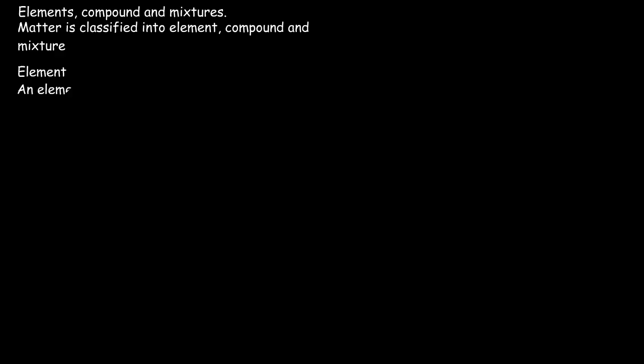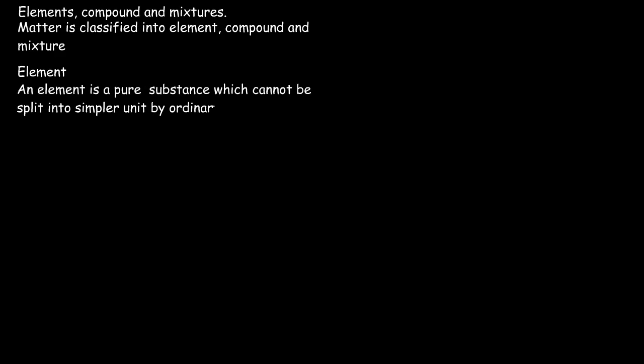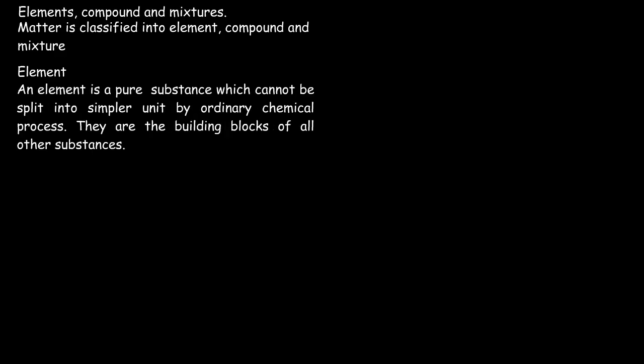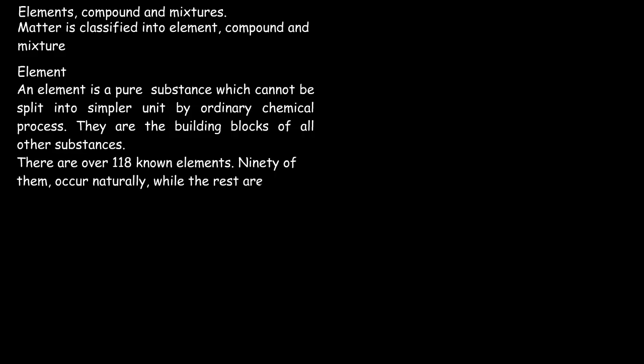Element, compound, and mixture. Matter is classified into elements, compounds, and mixtures. An element is a pure substance which cannot be split into simpler units by ordinary chemical processes. They are the building blocks of all other substances. There are over 118 known elements, 19 of which occur naturally, while the rest are artificially made in the laboratory.